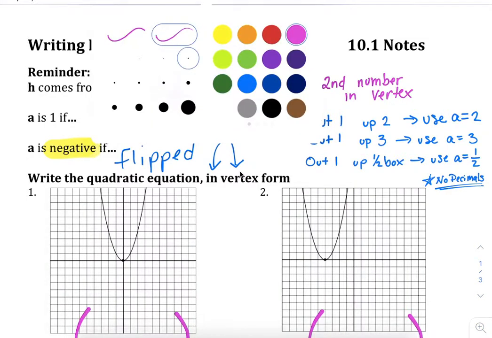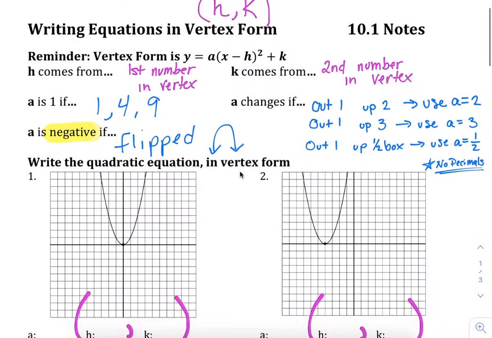All right, so we're going to go through the first part. A is 1 if you're following that 1, 4, 9 pattern. Basically, if you're going out 1, up 1, then your A is just a regular 1. Your A is going to be something else, like a 2, a 3, maybe a 1/2, anytime you're going out 1 box and up more than that or only half as far. As we know, negative A's happen when it's flipped. It's enough details. Let's go ahead and get into a couple problems.